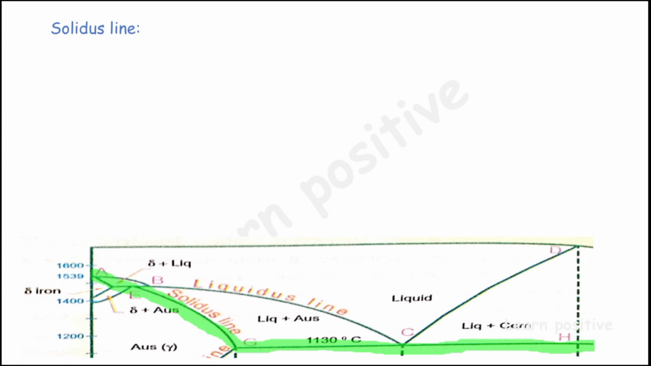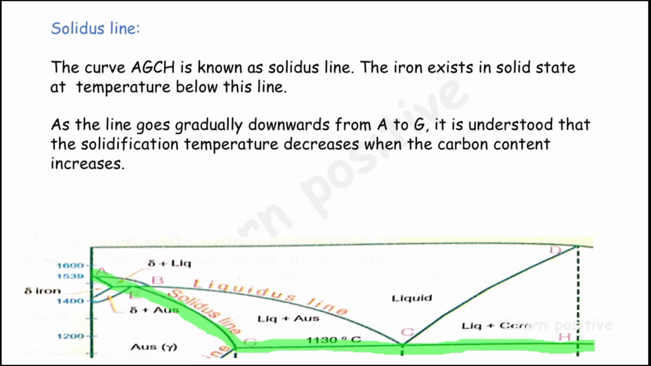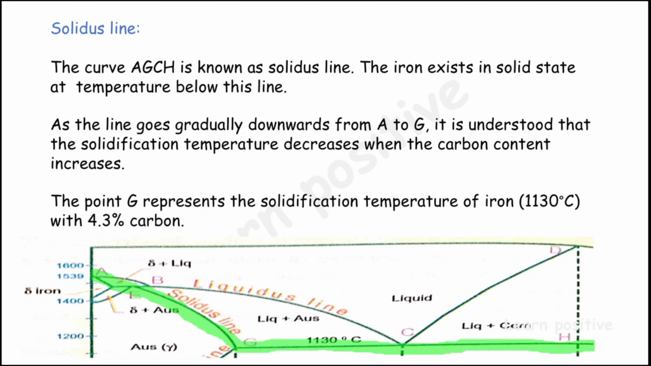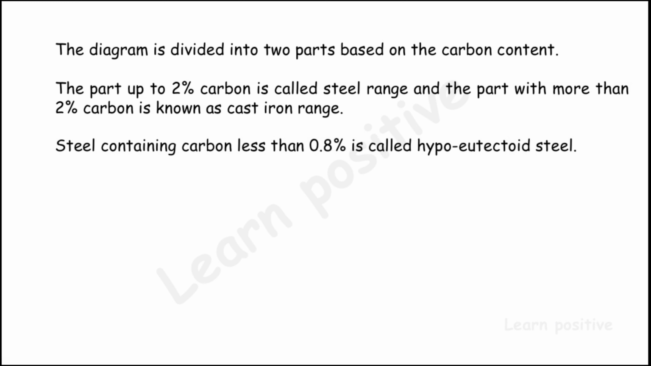So it is A, G and C, H. The line AGCH is shown as the solidus line. The iron exists in solid state at temperatures below this line. The line goes gradually down from A to G by reducing the temperature and increasing the carbon percentage to solidify the iron. And the point G represents the solidification temperature of iron, up to 1130 degrees Celsius, with the carbon percentage of 4.3% of carbon.